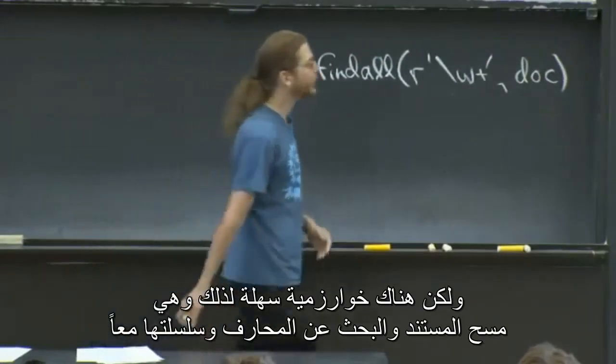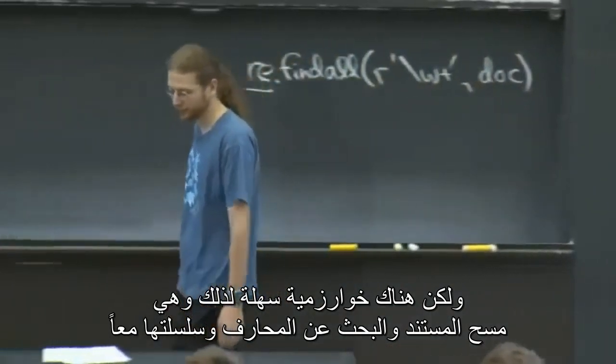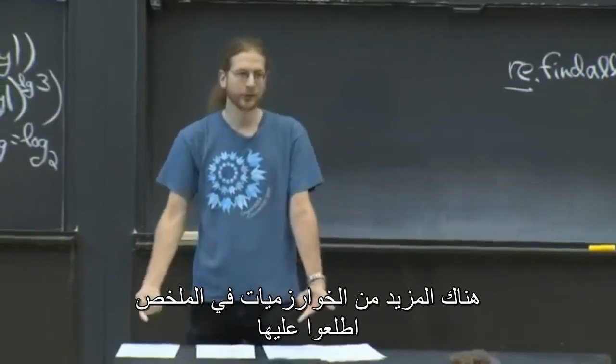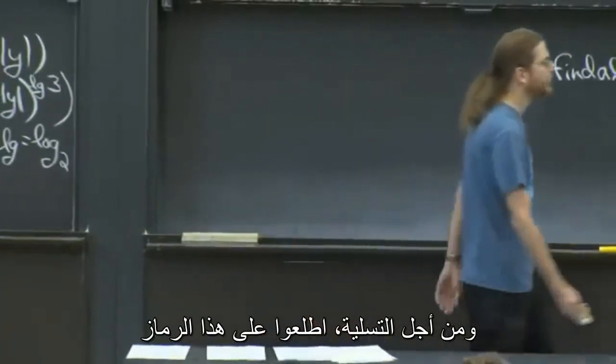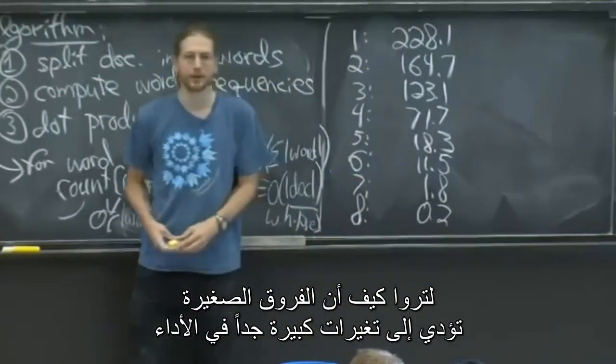But there is an easy algorithm for this, which is just scan through and look for alphanumerics. String them together. It's good. There's a few other algorithms here in the notes. You should check them out. And for fun, look at this code and see how small differences make dramatic difference in performance.